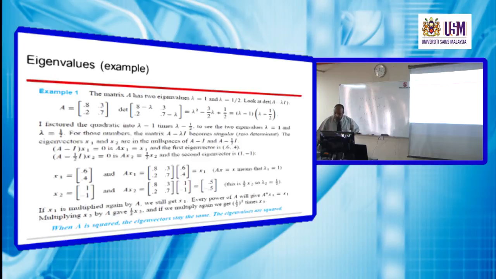Here, the matrix A minus lambda I is a singular matrix. Why is it a singular matrix? You know what a singular matrix is?